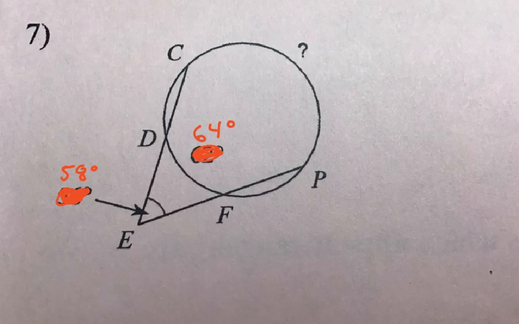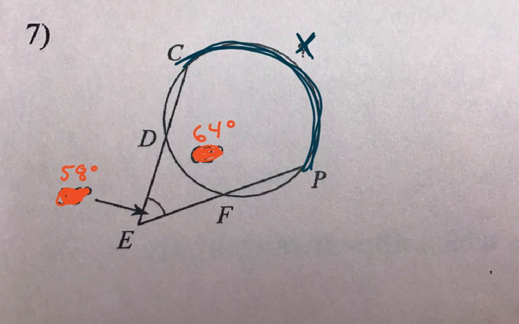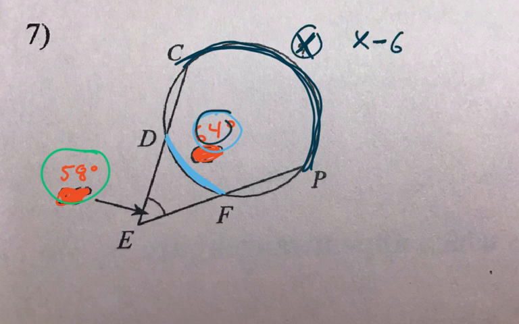All right, one more. Number 7. Notice we are missing this arc, which I'm coloring in black. It's the bigger arc, right? I'm going to call it X. We're missing X. But I do know the smaller arc inside the angle is 64 degrees. And we do know the angle outside is 58 degrees. So what is the rule? The rule says we take the bigger arc, which is the X, we minus the smaller arc, 64, and when we divide that by 2, we get the outside angle. Well, we just happen to know the outside angle is 58 degrees. So I now have an equation I can solve here.